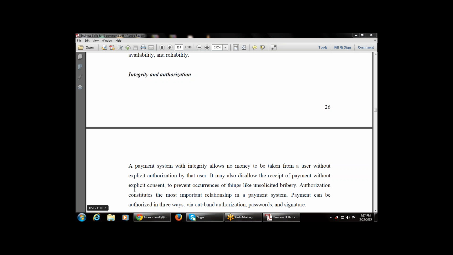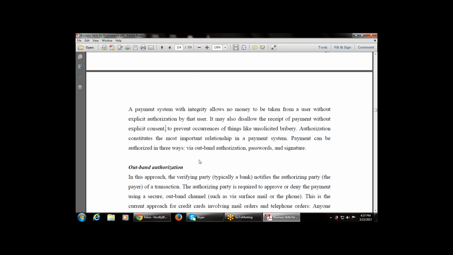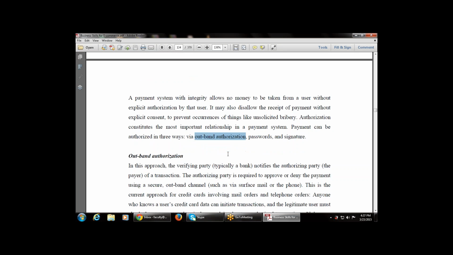Authorization can be done in three ways. What are the three ways? One is outbound authorization, that is using the bank. Suppose I request the bank to authorize a person, whether the person is an authorized person or not. That is outbound authorization. Then passwords, that is, authorization is made via passwords also. A unique password is assigned to a person. That is the next mode of authorization.